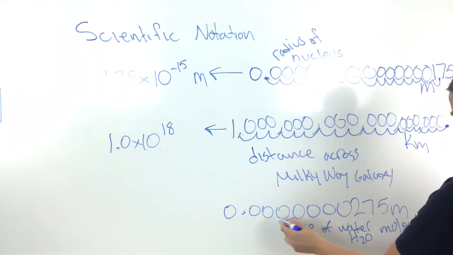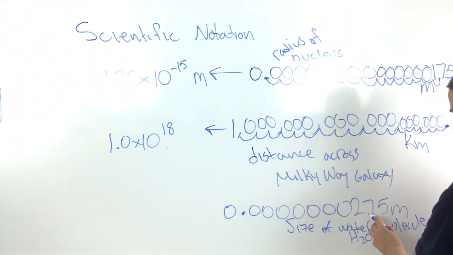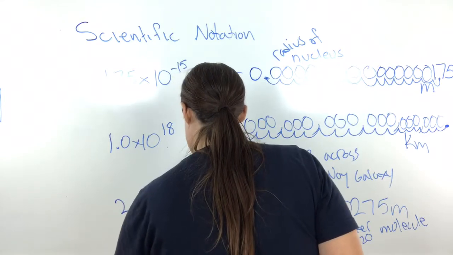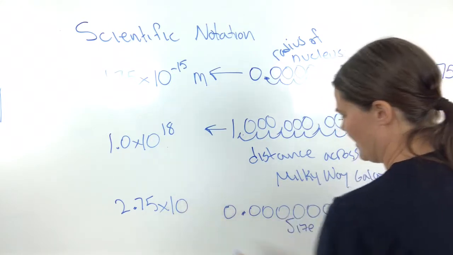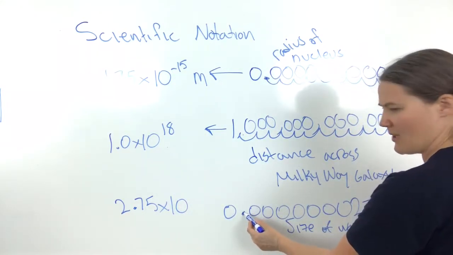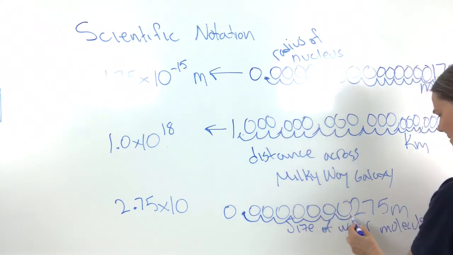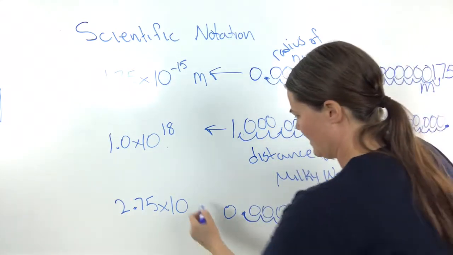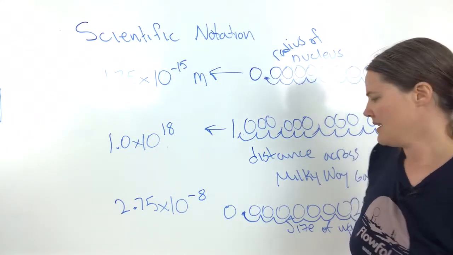Once again, with this one we're moving the decimal point to the right, and I want to put it between the 2 and the 7.5. So I want my final number to be 2.75 times 10 to something. And so what I'm doing is figuring out what this exponent is. So I'm going to take the decimal point and just move it. So 1, 2, 3, 4, 5, 6, 7, 8. So I've moved the decimal point 8 places to the right, and so this is going to be -8. So 2.75 times 10 to the -8.